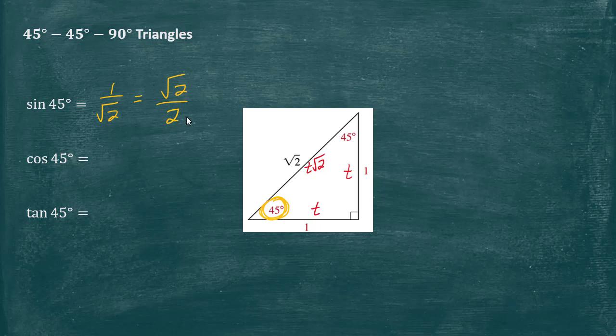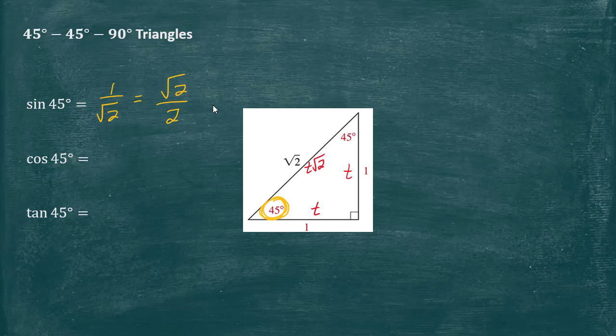And it will always turn into a square root of 2 over 2. So it doesn't matter how big or how small the triangle happens to be. If you have a 45-degree angle and it's a right triangle, the opposite and hypotenuse ratio will always reduce down to a rad 2 over 2 somehow, some way.